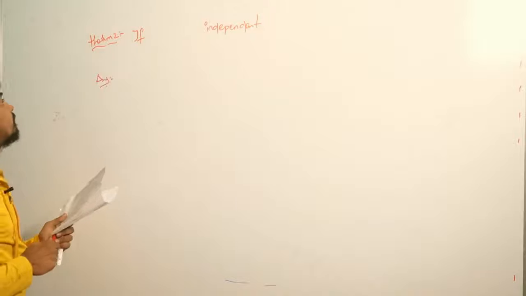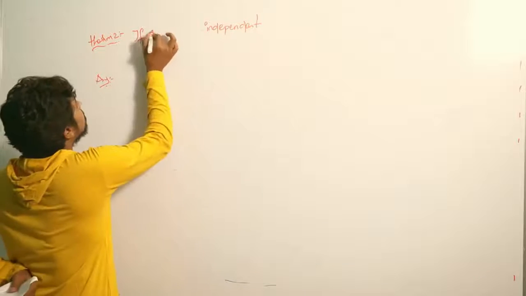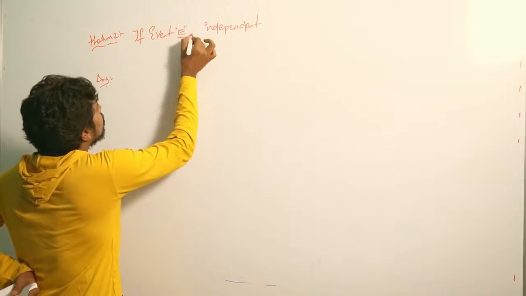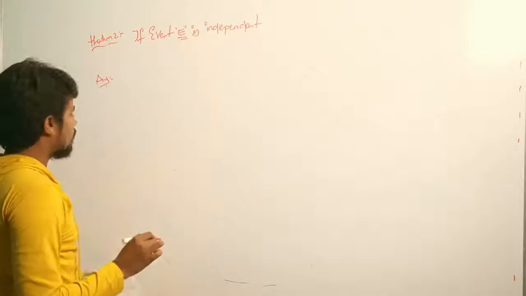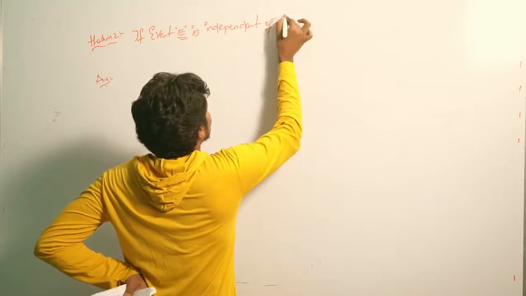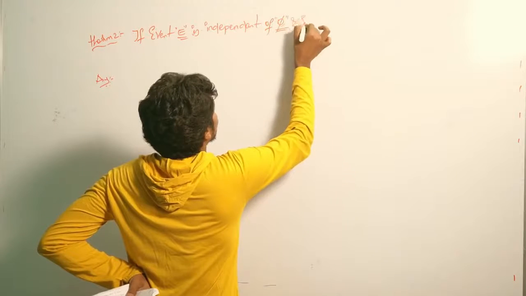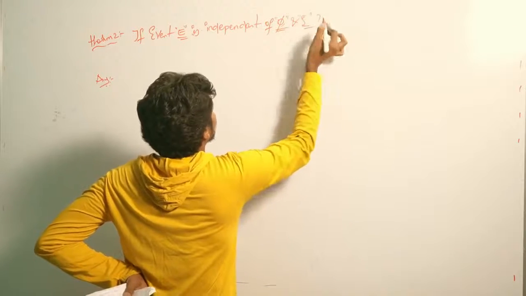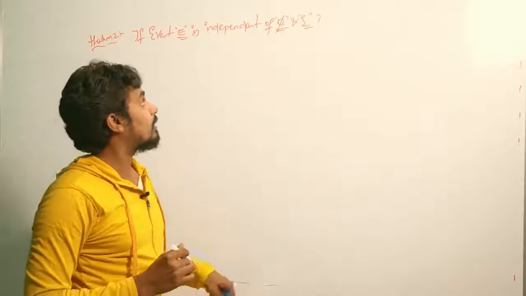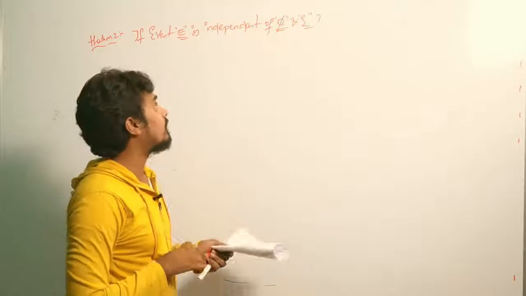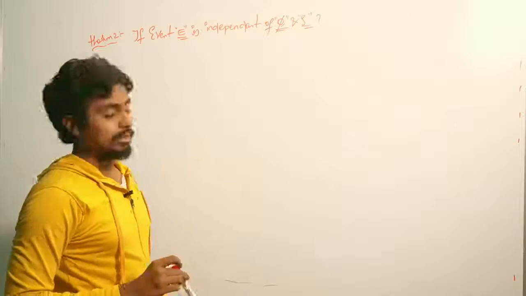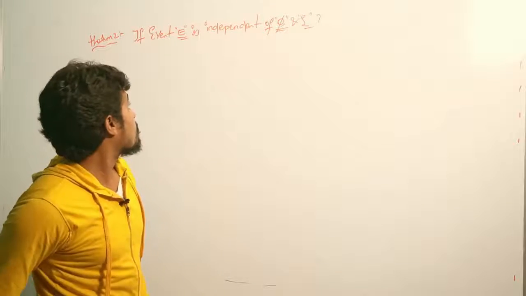What is given? If event E is independent of phi and S, I already discussed this, what will happen if phi is there and what will happen if S is there in the first theorem. Similarly, that concept we have to apply here.